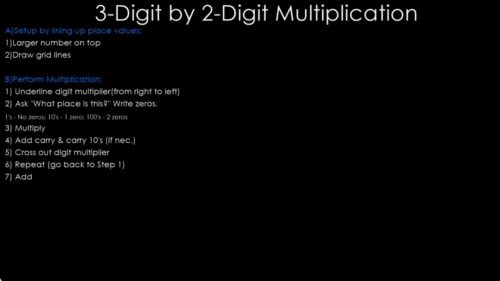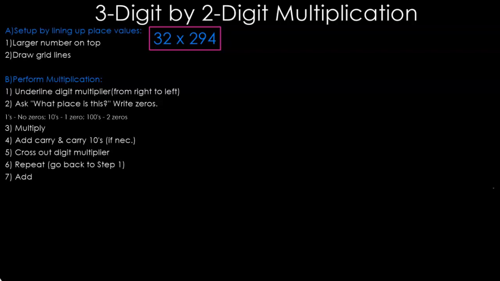I have listed a couple steps here on the left-hand side of the page that we're going to follow, and hopefully by following these steps, we can improve our accuracy. So let's write our first problem that we're going to do. We're going to multiply 32 by 294.